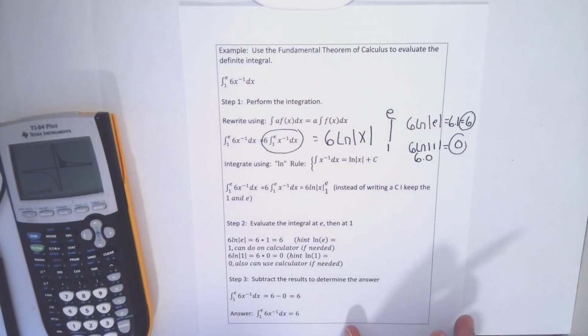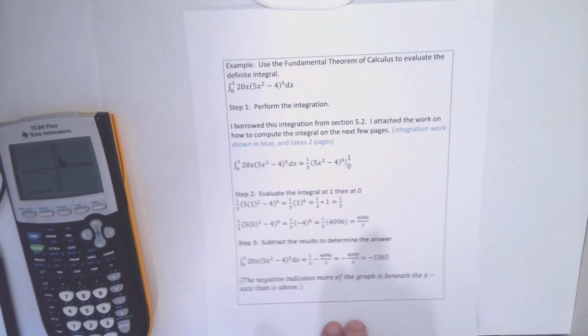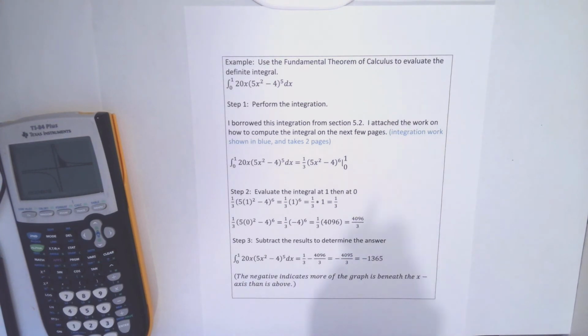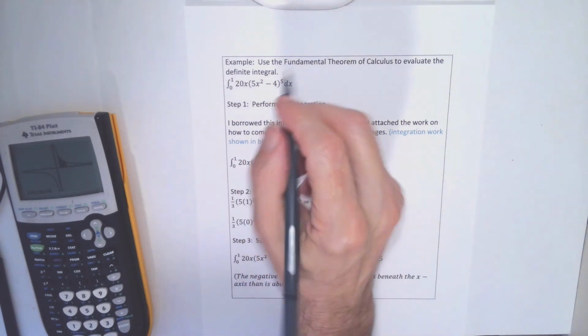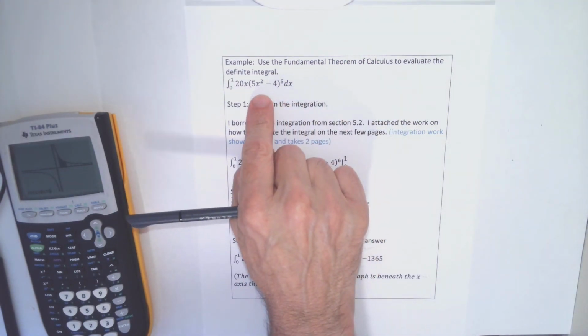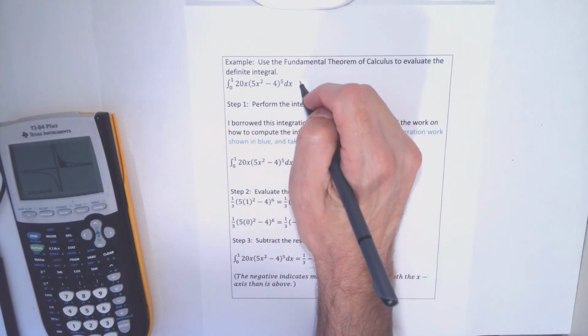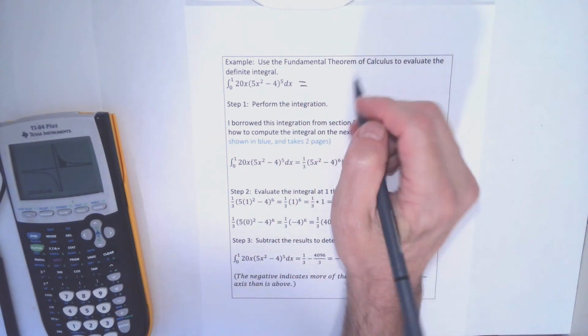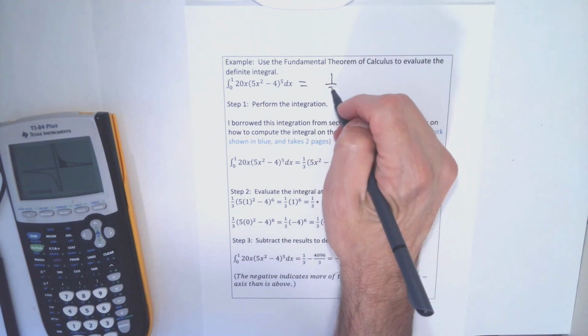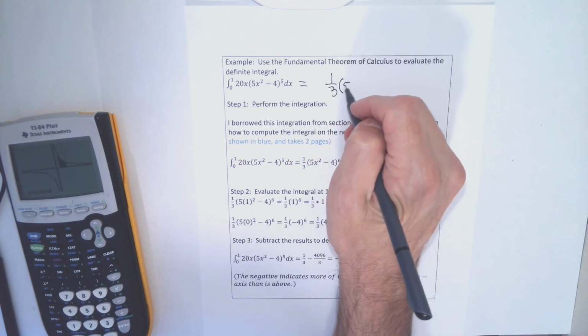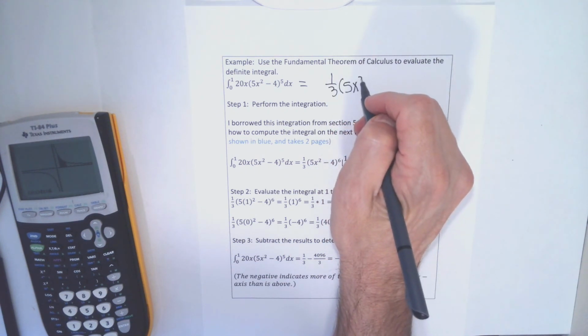Let's do another one of these. It's one that we've already done the integral for in section 5.2. You wouldn't remember the integral, but I don't want to spend the time doing it. I just want to show you the new part. So in section 5.3, I cut and pasted this, and I figured out that the integral was 1/3 times (5x squared minus 4) to the 6th. And that's really the hard part.